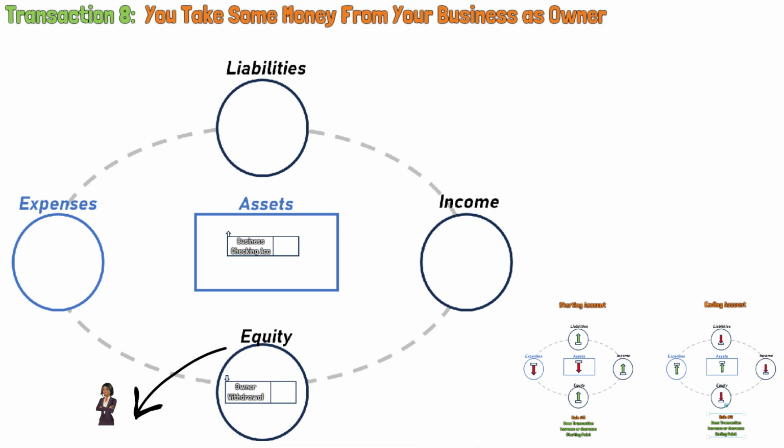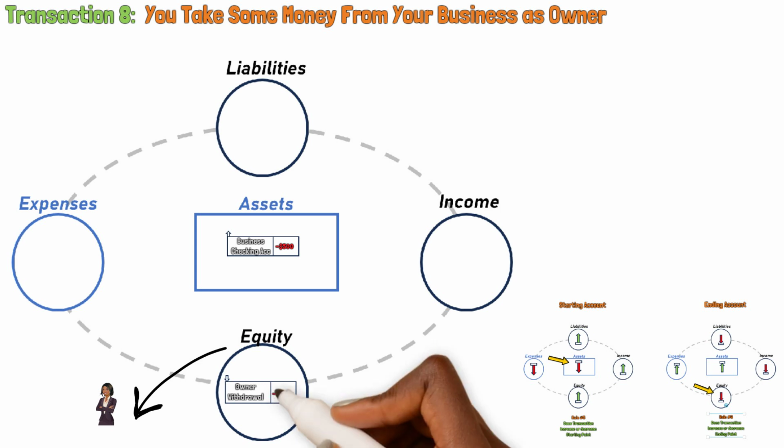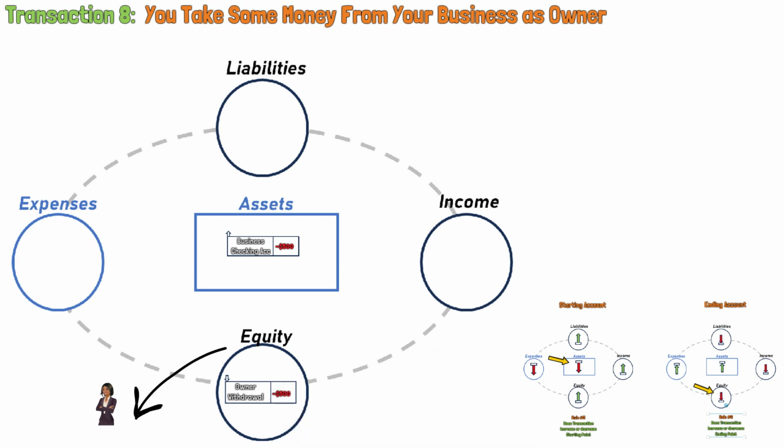We will see from our cheat sheet that this transaction will cause a reduction in the starting point. So we come over to the business checking account and enter this reduction. We also see that the transaction causes a reduction to the endpoint, so we come over here and enter the reduction in the owner withdrawal account.